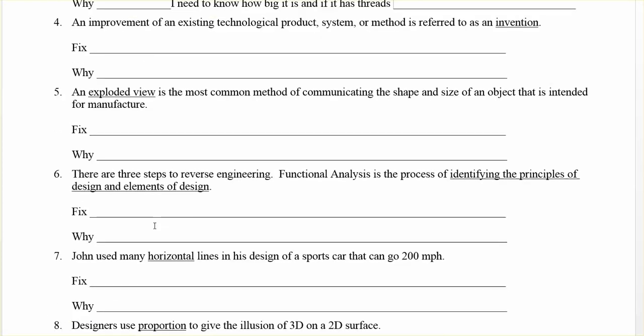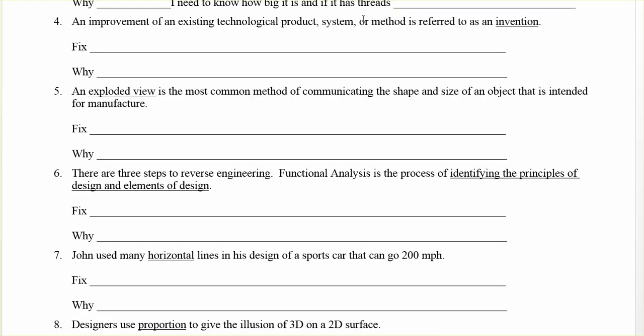All right, an improvement of an existing technological product, system, or method is referred to as invention. Well, we've talked about this a lot this year. This is a really big concept in engineering, IED, and when you're making an improvement to a technological product, system, or method, it's referred to as innovation because you're not inventing something new. And the reason why is just as I said, you are not inventing something new.